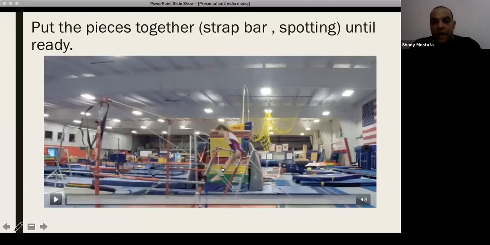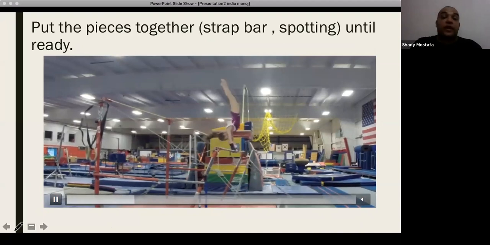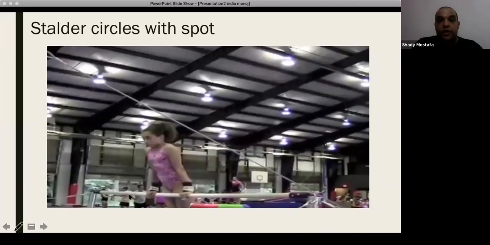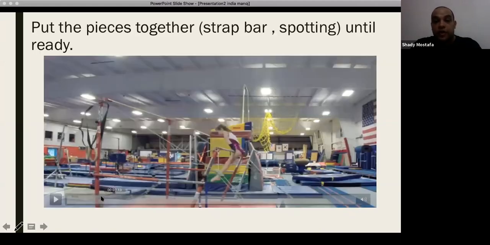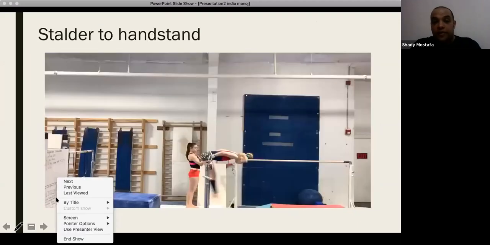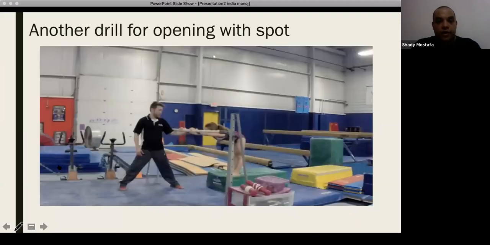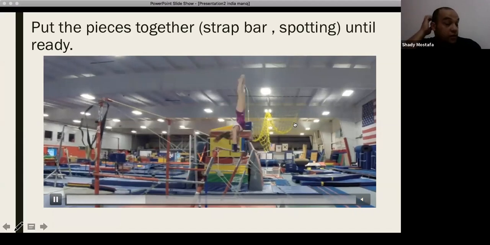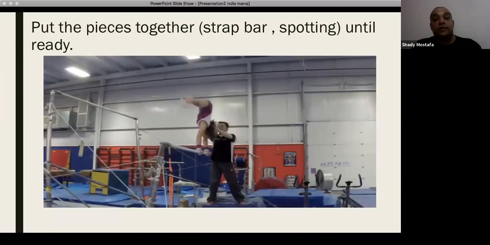Now, we go back to the strap bar, putting the pieces together and let the gymnast try. In the first try, to do toe on, toe off, it's really good idea to help her on the strap bar, especially on the strap bar. It's really good idea to help her, to be there for her, to help her. So you can do that with a spot, okay? Light spot, not heavy, light, like small spot, like this.